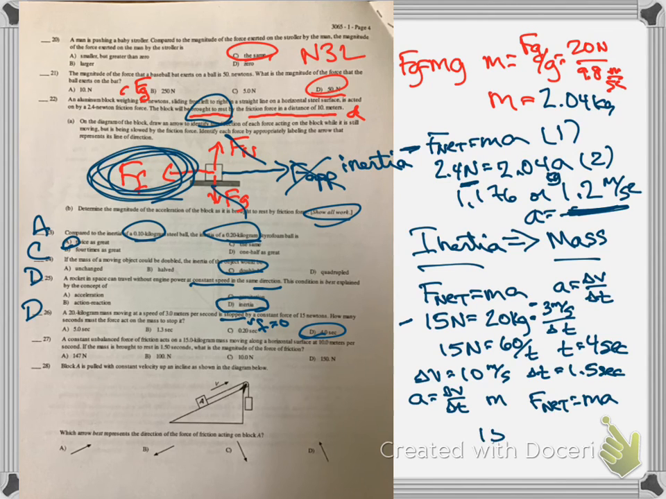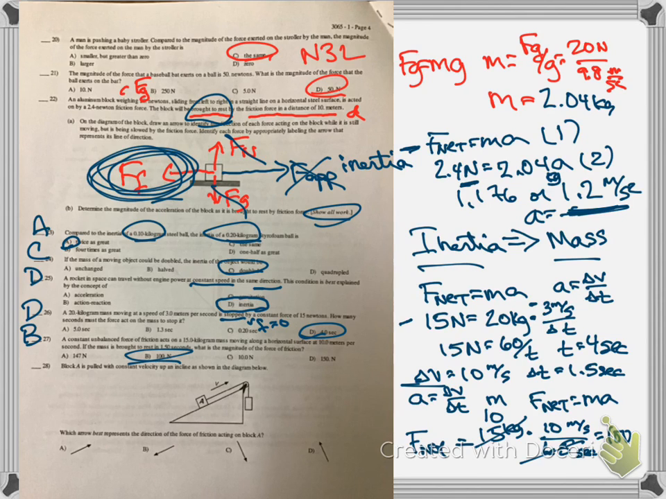So the mass, 15 kilograms, times 10 meters per second, that's my delta v, divided by 1.5 seconds, equals my F net. So 15 divided by 1.5 is 10. 10 times 10 is 100. So we don't even need a calculator for this. The answer is B.